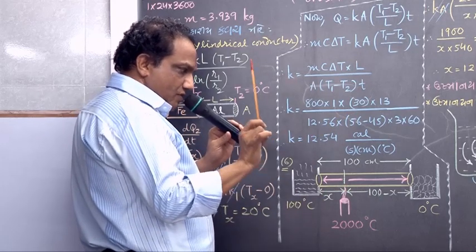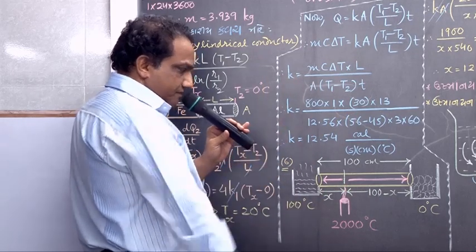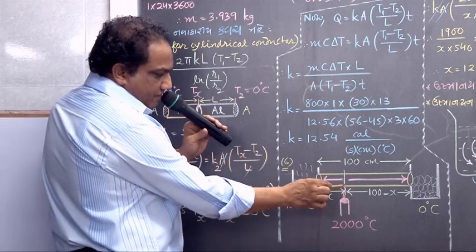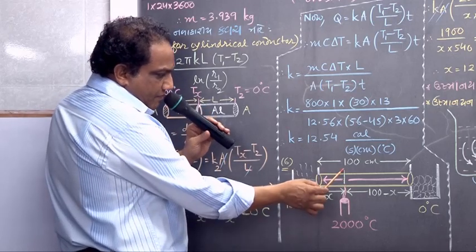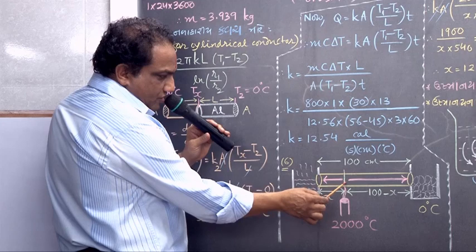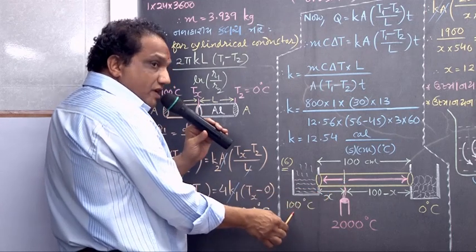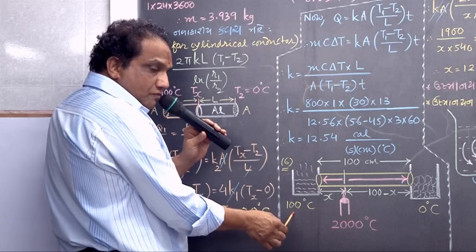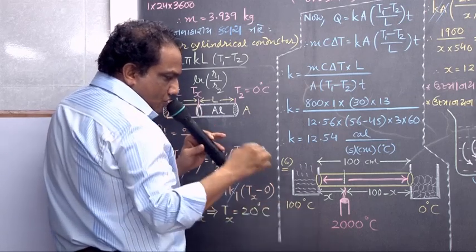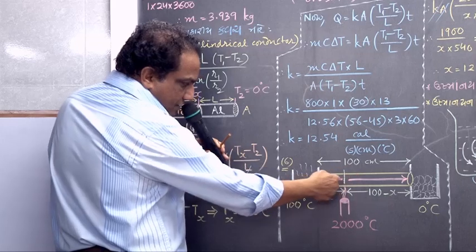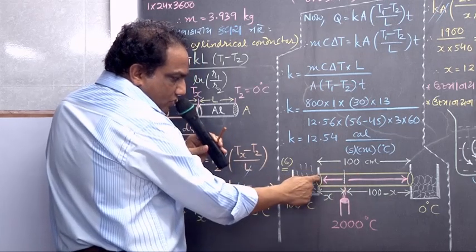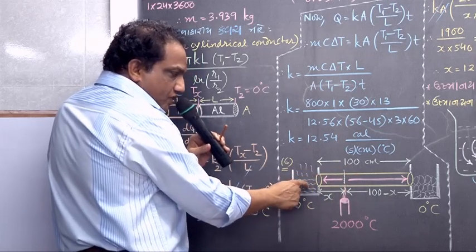But just try to understand how it happens. Suppose I place it here. Now tell me, what is the temperature of this cross section? Temperature of this cross section is 2000. Is it greater than 100? Yes. Heat will flow from high temperature to low temperature, this way. And that heat will be delivered through this and into this water which is already boiling.